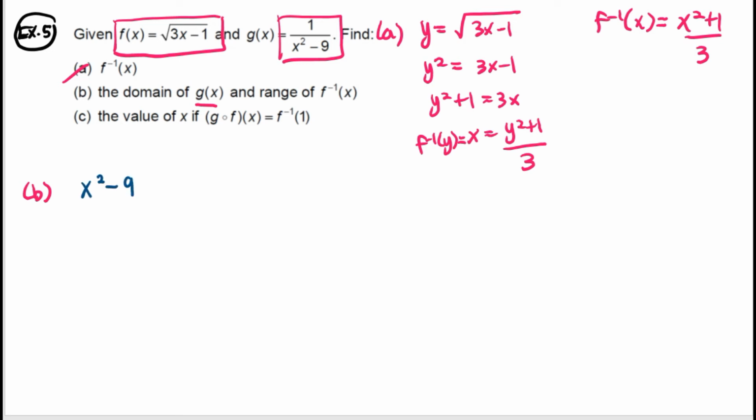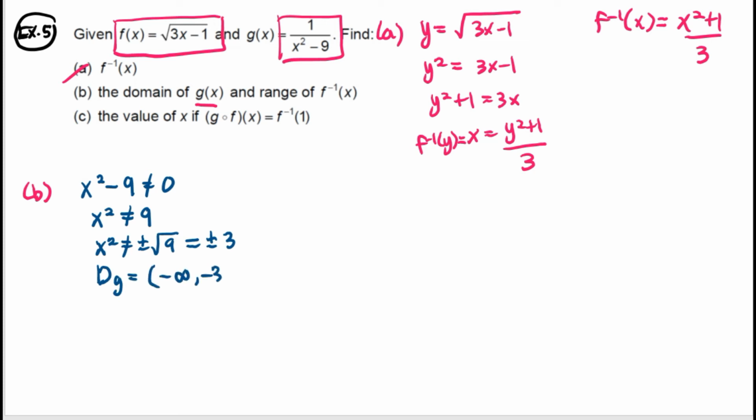Recall that you cannot have x squared minus 9 equal to 0. Therefore, x squared should not be equal to 9, so x should not be equal to plus or minus the square root of 9, which is plus or minus 3. You cannot have x as plus or minus 3. Therefore, the domain for g in this case is from negative infinity to negative 3, union from negative 3 to 3, union from 3 to infinity. That is the domain of this function g.